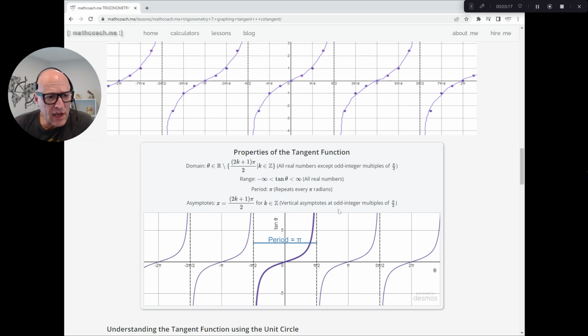Now the range is unbound. So unlike your sine and cosine function, which only exists between negative 1 and positive 1, inclusive, your range is unbound for your tangent function. So it'll go off into positive infinity or negative infinity as it approaches any one of those asymptotes. The period is 180 degrees or pi radians, and the asymptotes exist at all odd integer multiples of pi over 2.